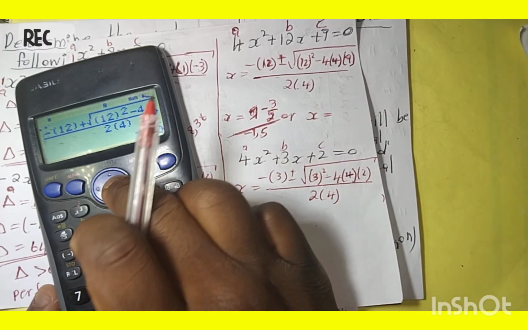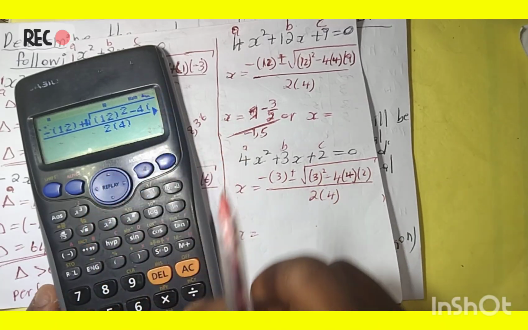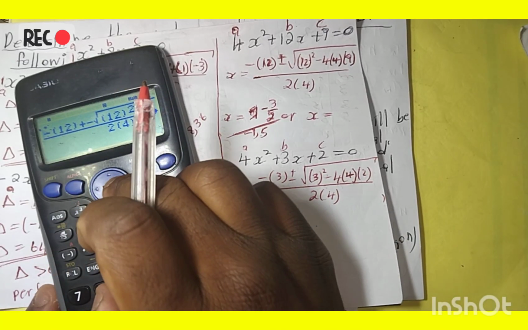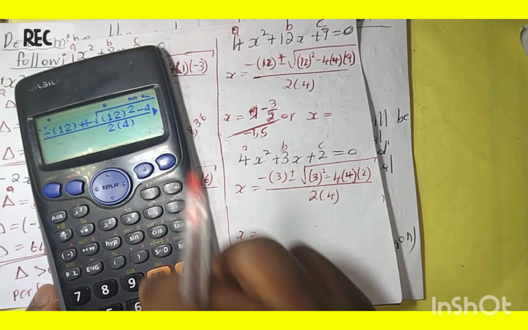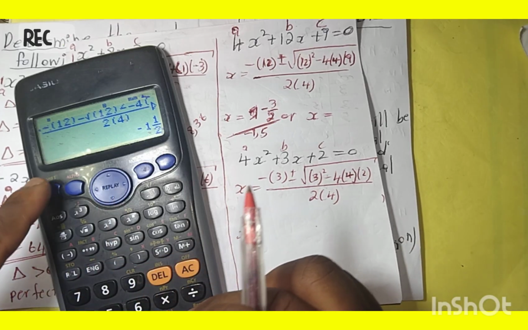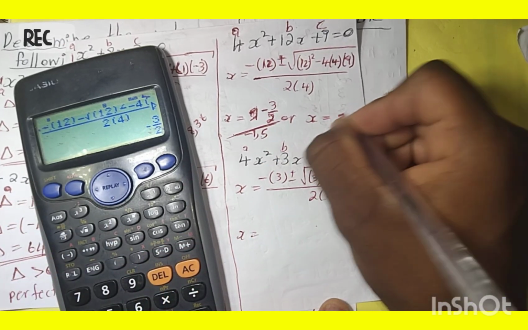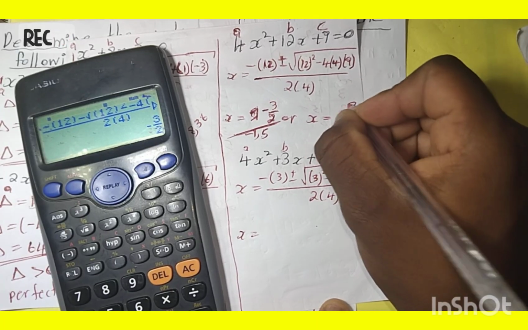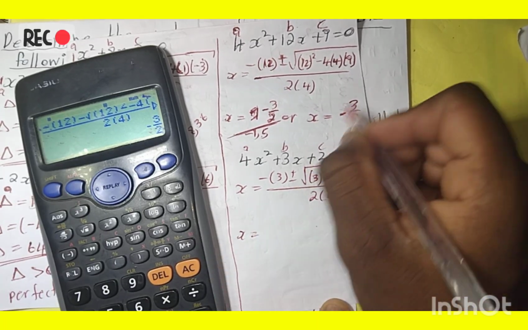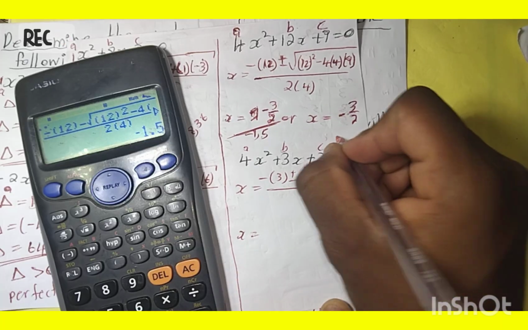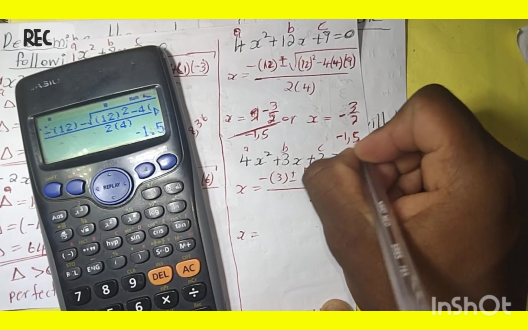Now if I put negative, let me just remove that positive there. If I put negative and press shift ST, guys, I get negative 3 over 2, which is also this thing there. If I press ST, I still get that.